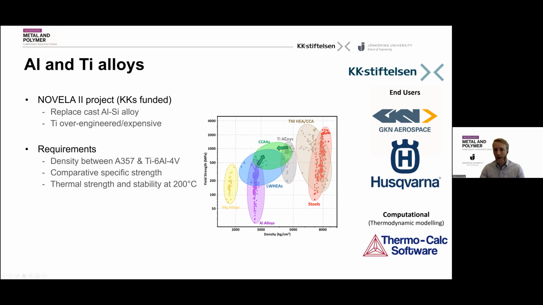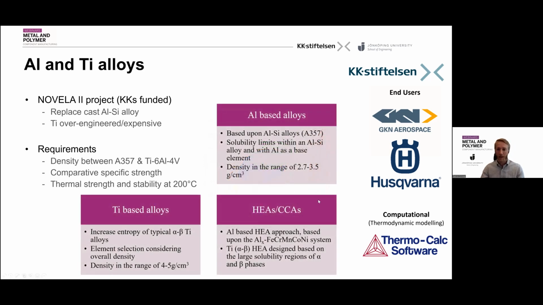But the next step up was titanium alloys. This is obviously a lot more expensive, a fair bit heavier compared to aluminium, and over-engineered for what they need for their purpose. So what we wanted to do with this project was to try to fill this density and property gap between aluminium and titanium. We decided to come at this from 3 approaches.